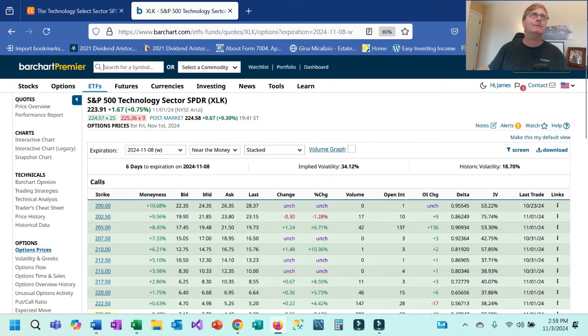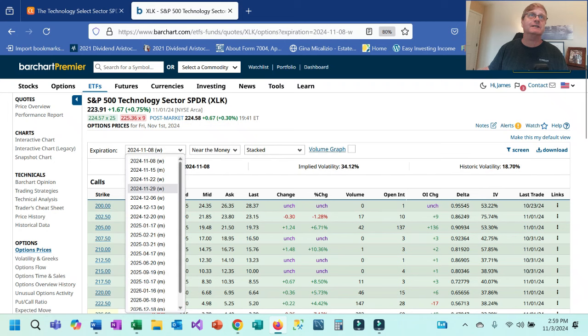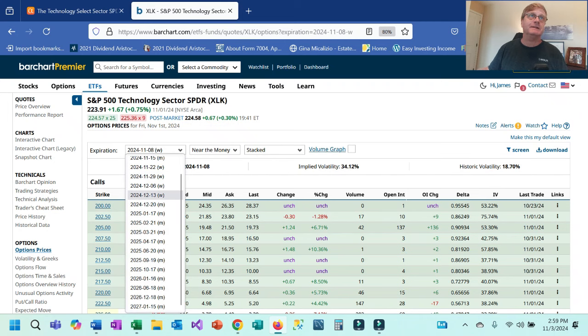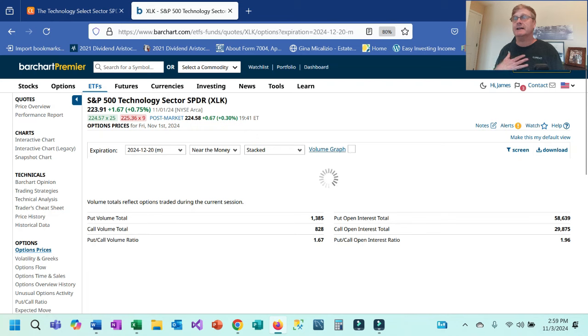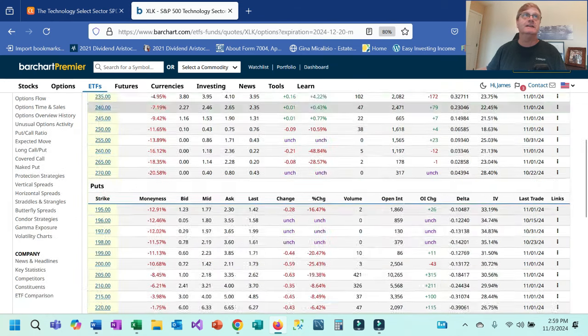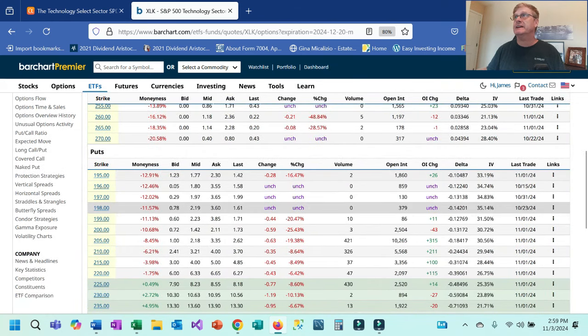I don't know if they have weeklies. I think, yeah, they do have weeklies, so you can also do weeklies for them. At this point, I would look at 1220 again, because I prefer monthlies. And I'll come down here and look at the puts. Again, I'm looking at around a 15 delta.